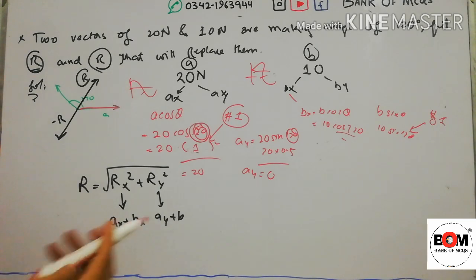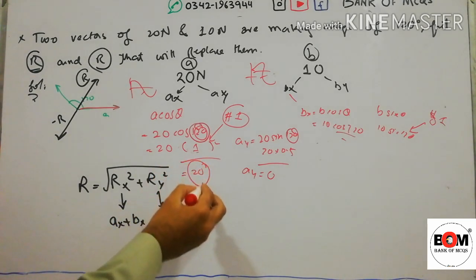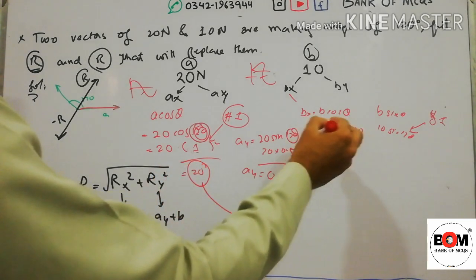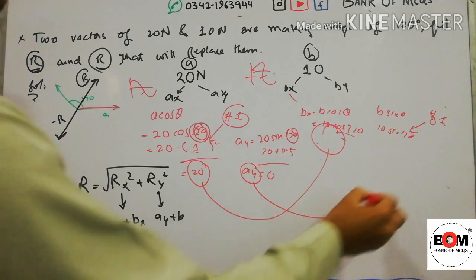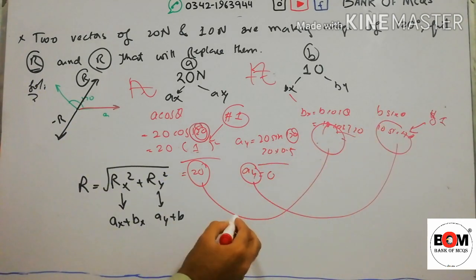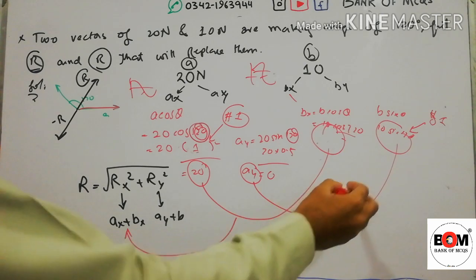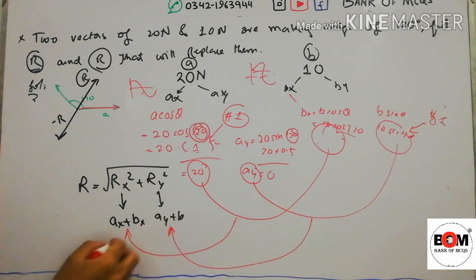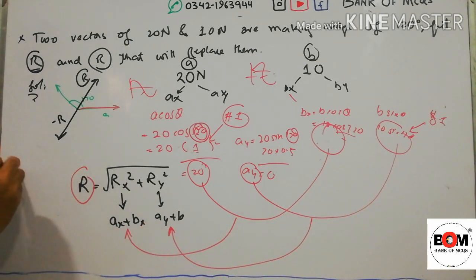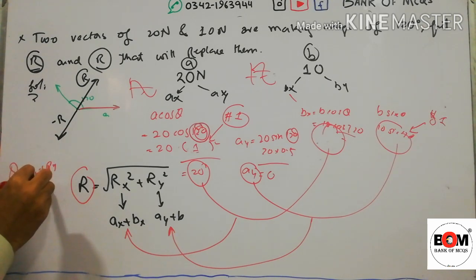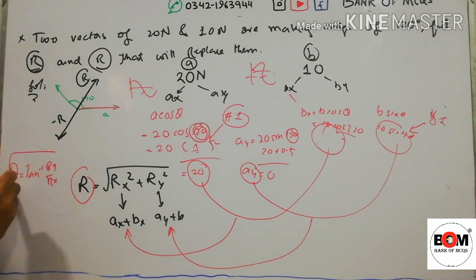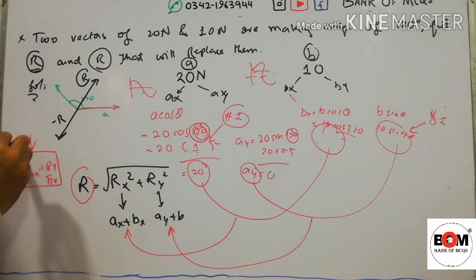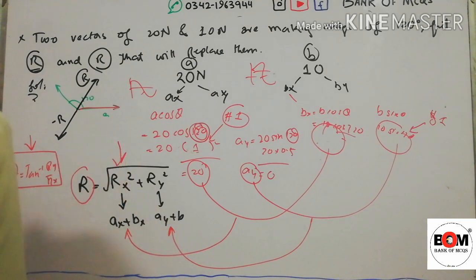So now what? Now add ax with bx and ay with by. ax plus bx will give us rx and ay plus by will give us ry, and we will find the r. For direction we will use tangent inverse of ry divided by rx. In this case we need a calculator, so this is not important, but they can ask about the magnitude.